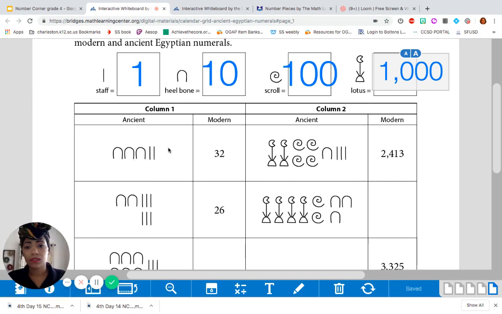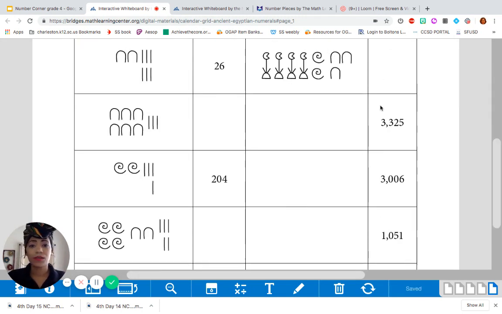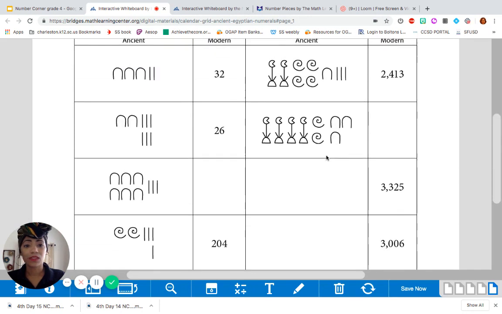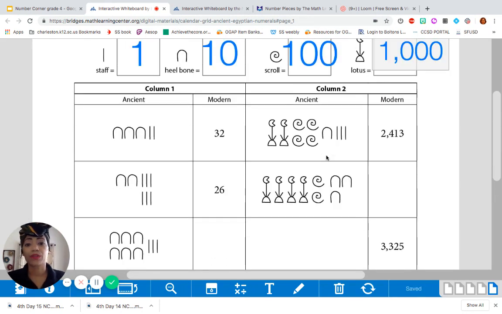First one, done for you. First couple are done for you. They give you an ancient numeral, here's the modern number. Give you the ancient numeral, here's the modern number. Same here. But on the remainder, you have to figure out what the modern numeral is, or you have to draw the ancient Egyptian symbol. So go ahead and pause this video and work through that.